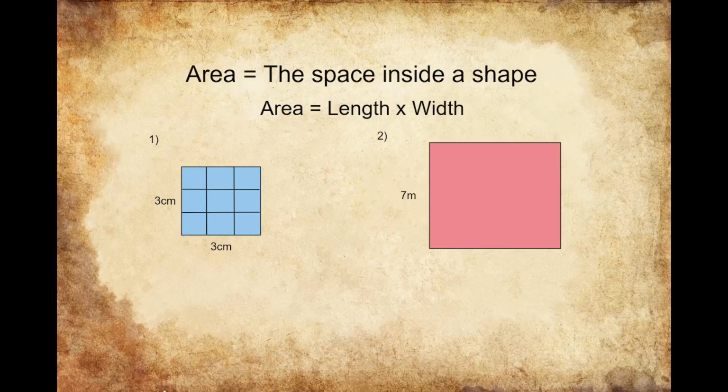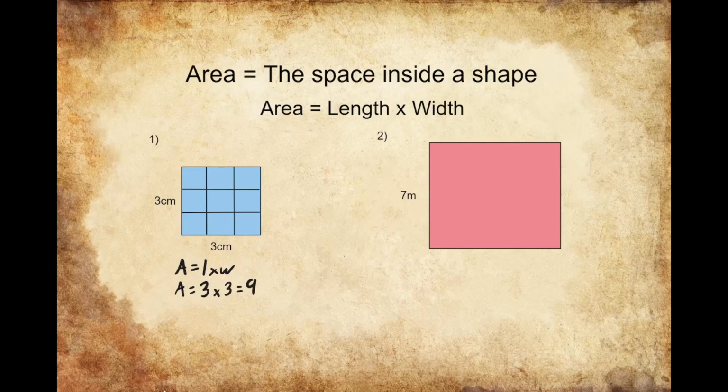So the first thing that we're going to do to figure out the area here is we're going to write our formula down below, or area equals length times width. And we know the values for both of these, so we can go ahead and just plug these in. We have a length of 3 centimeters, and we have a width of 3 centimeters as well. And 3 times 3 gives us 9.